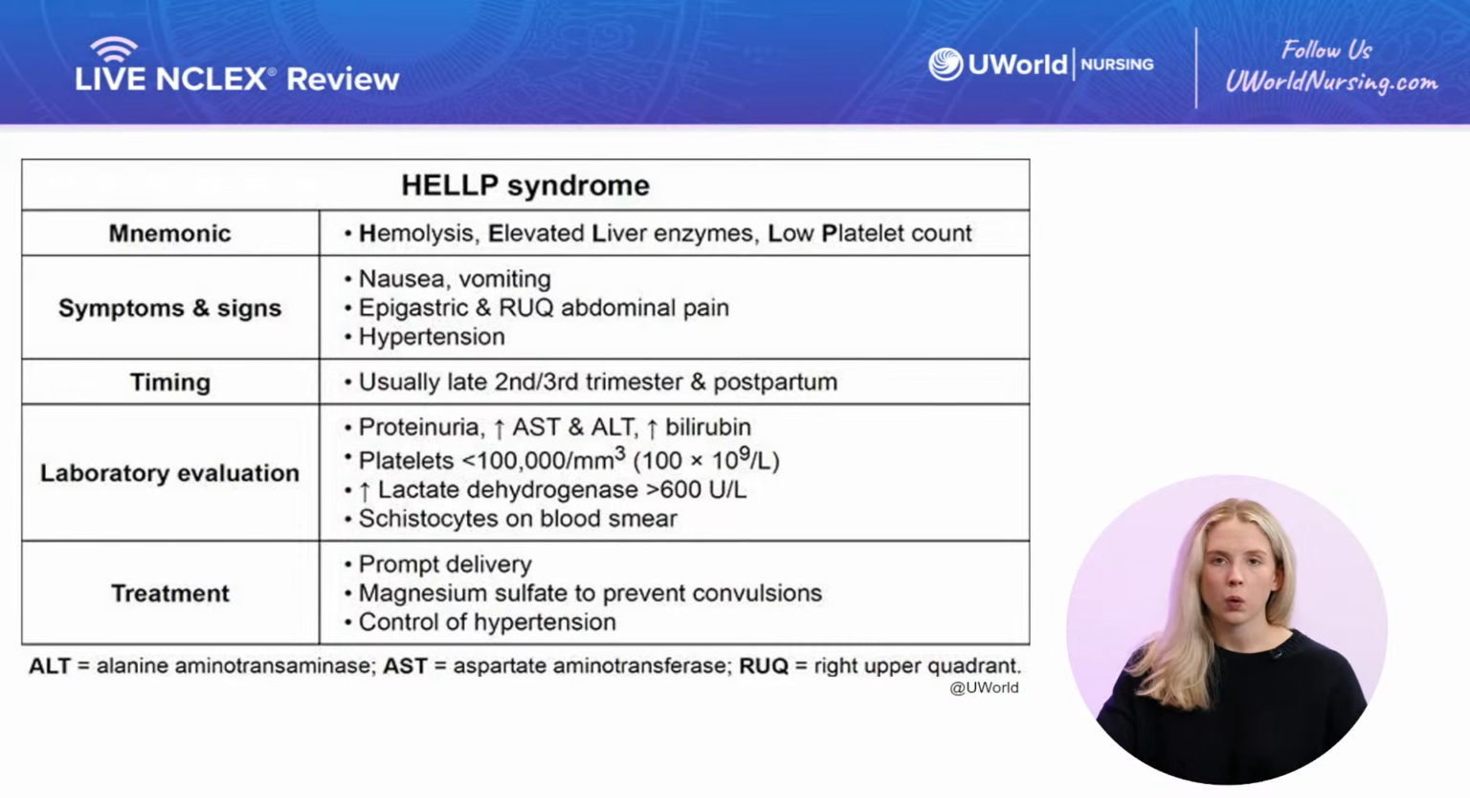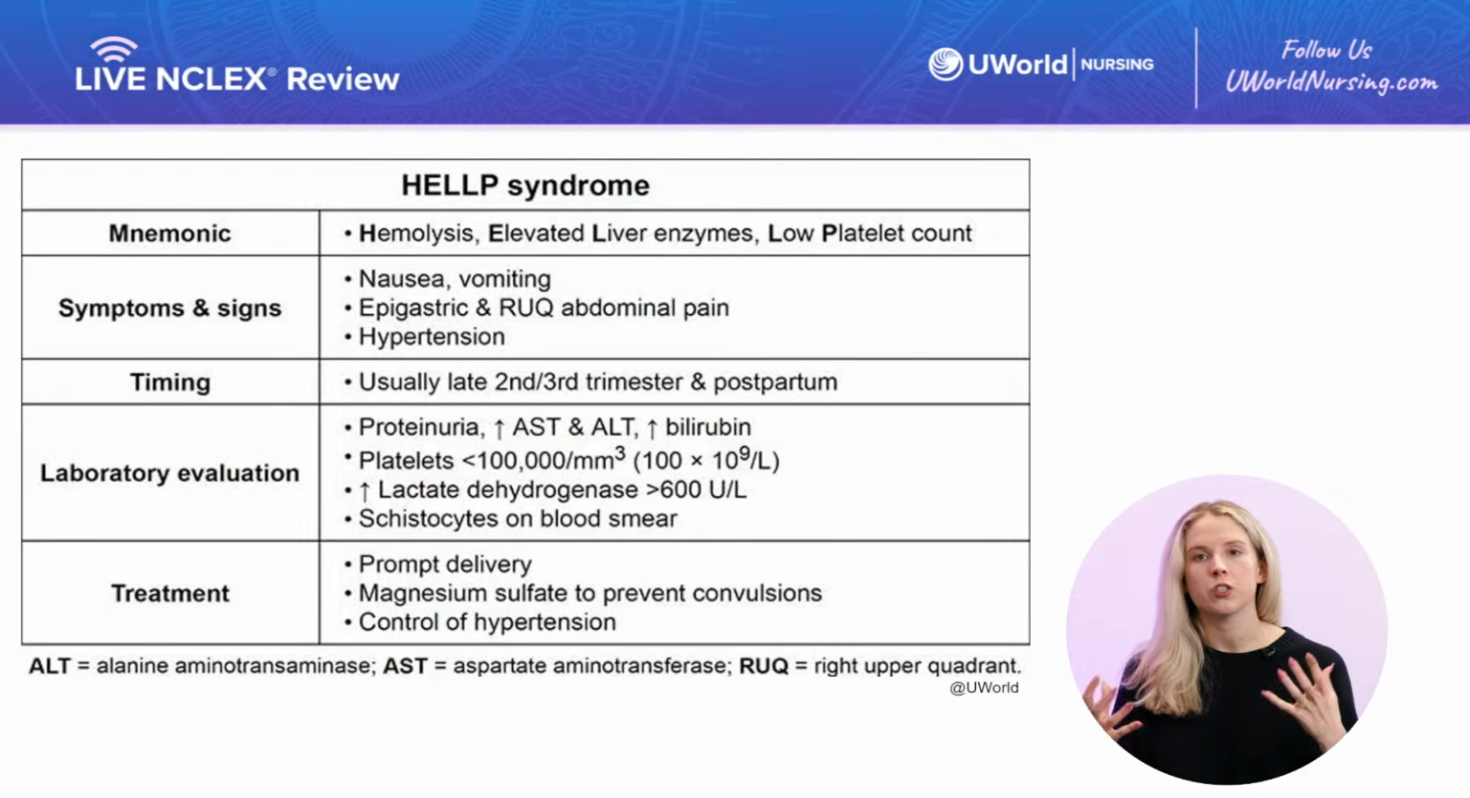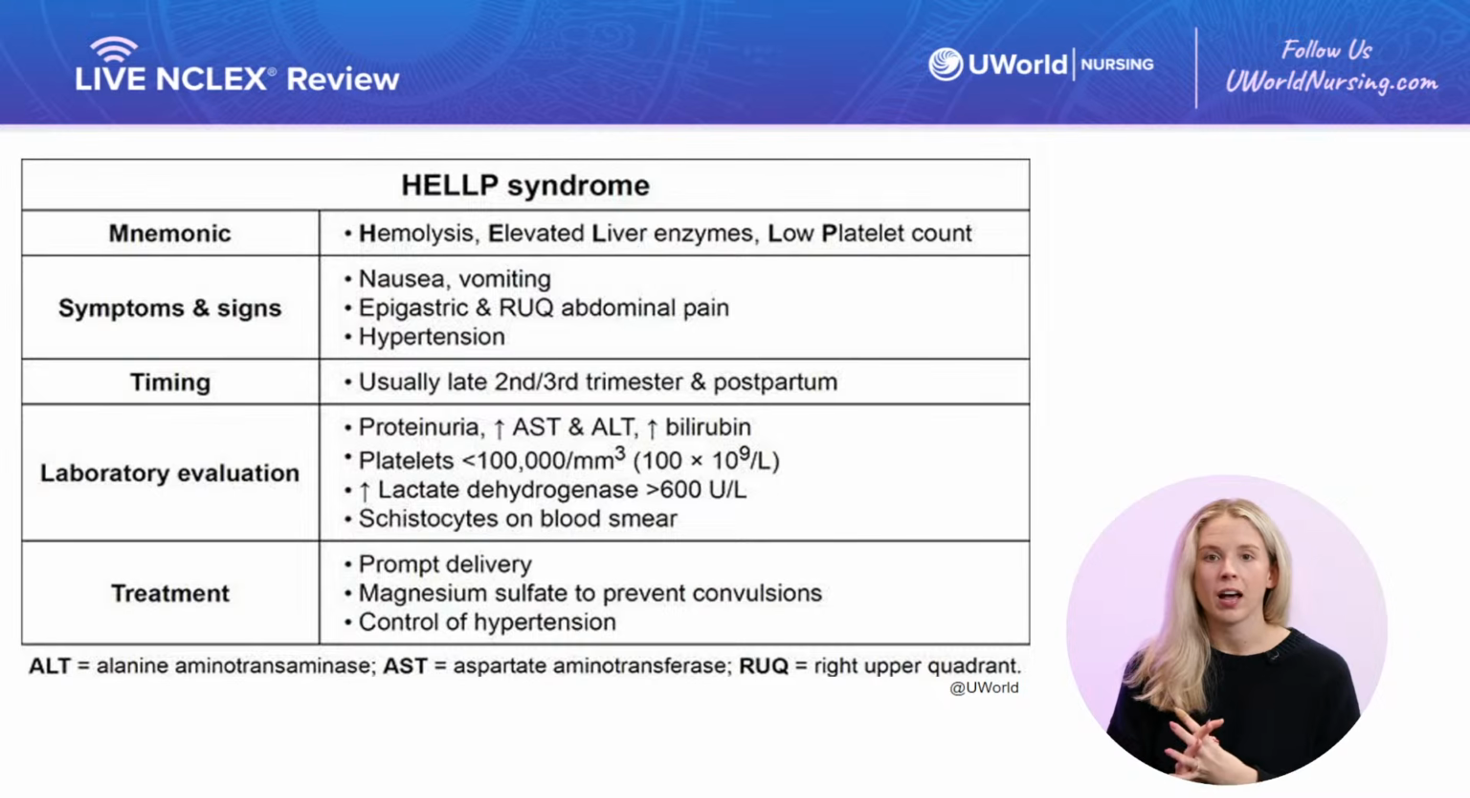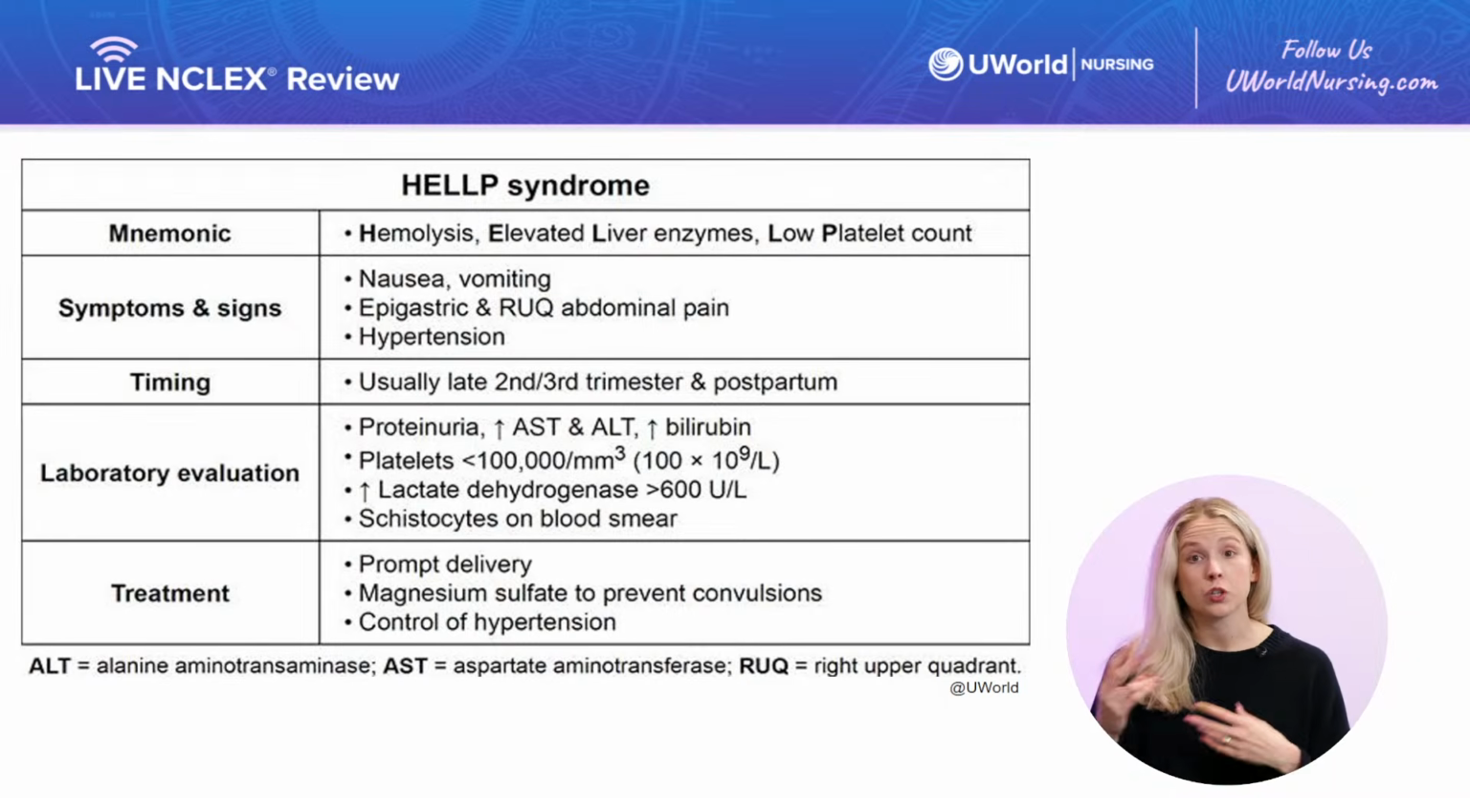Treatment here is prompt delivery. That is what we need to do for the best maternal and fetal outcomes. We're going to closely monitor the blood pressure, give the meds to control it. And again, this is an ICU level client. In OB, sometimes HELLP clients are 2-to-1 clients.